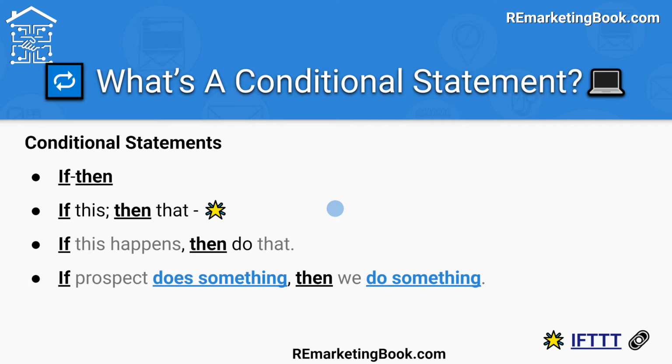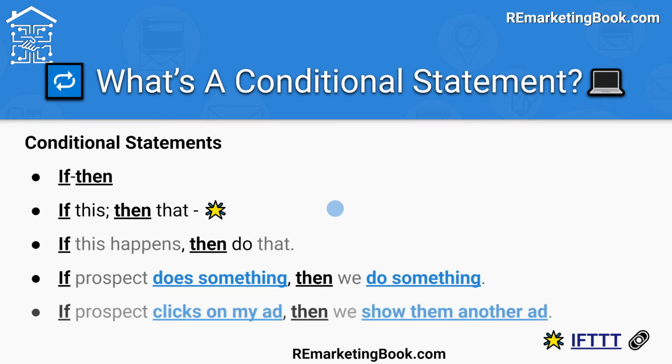So this is all the basis of remarketing and retargeting. If a prospect does something, then we do something. And let's go even more specific. If a prospect clicks on my ad, then we show them another ad. So this is the basis of remarketing, retargeting. We're using these statements to make our advertising more effective, right?